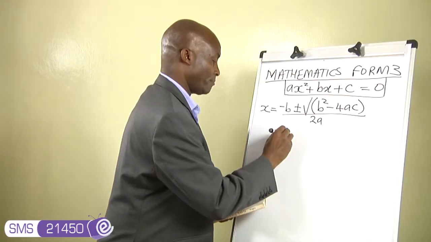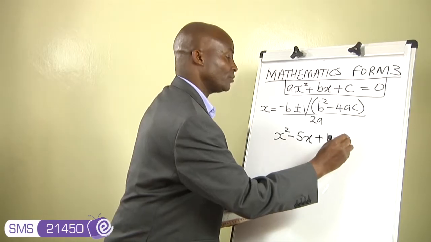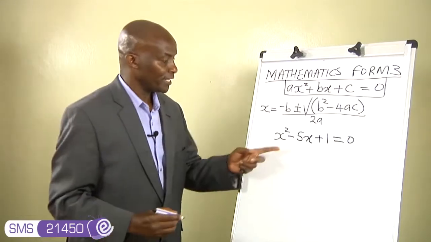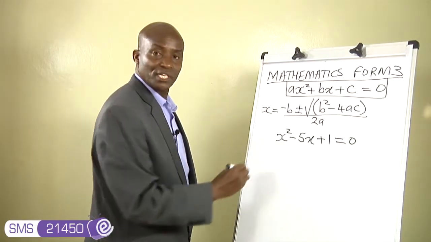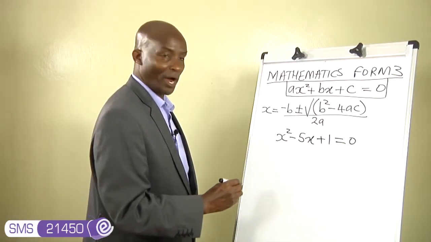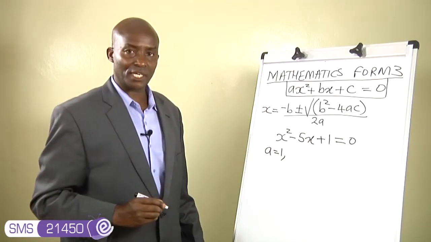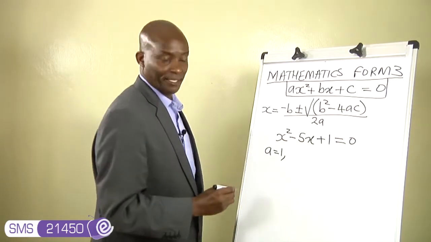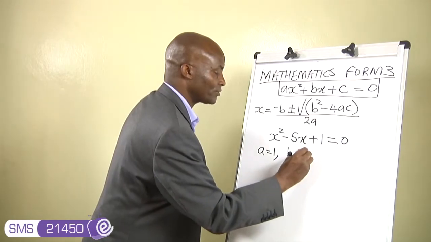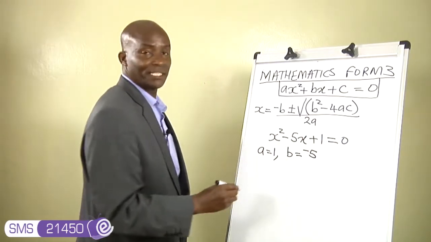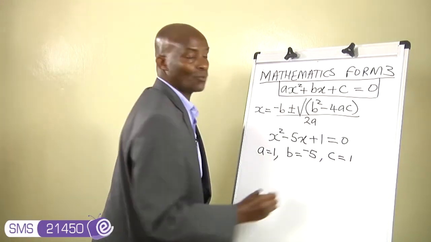x squared minus 5x plus 1 equals 0. So now, in this quadratic equation, you can see that the coefficient of x squared is 1, so we say a equals 1. The coefficient of x is negative 5, and therefore we say b equals negative 5. And lastly, c equals 1.